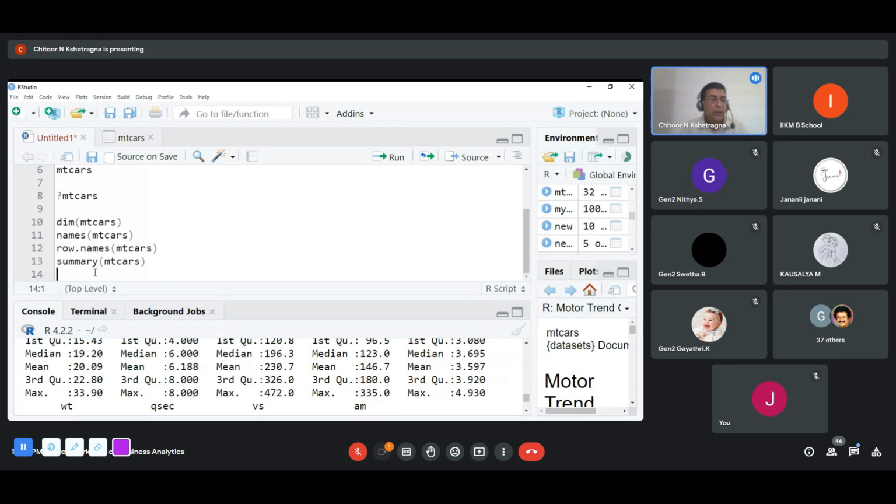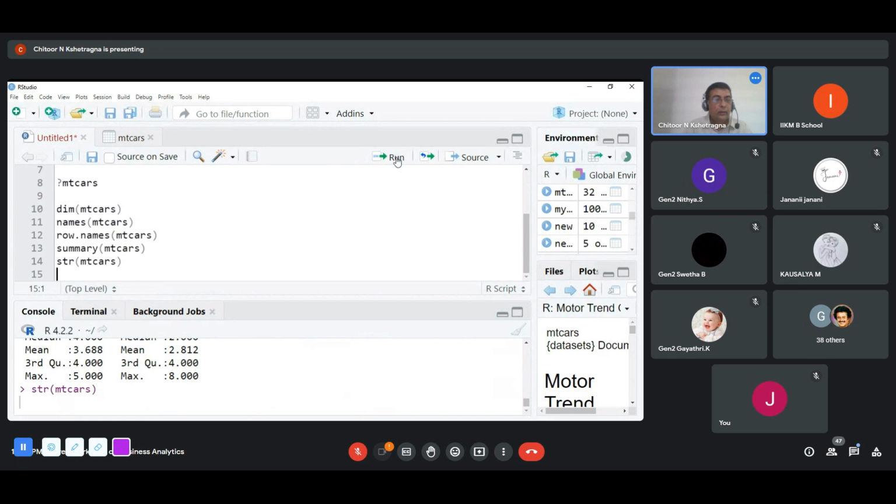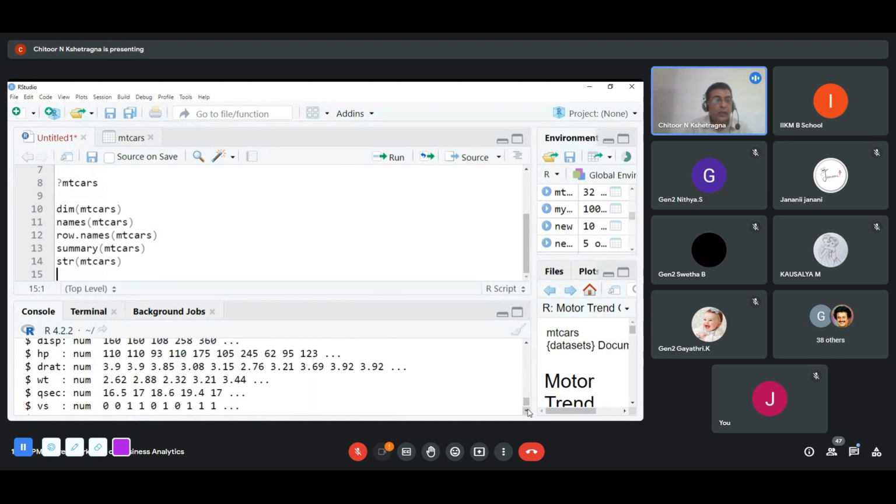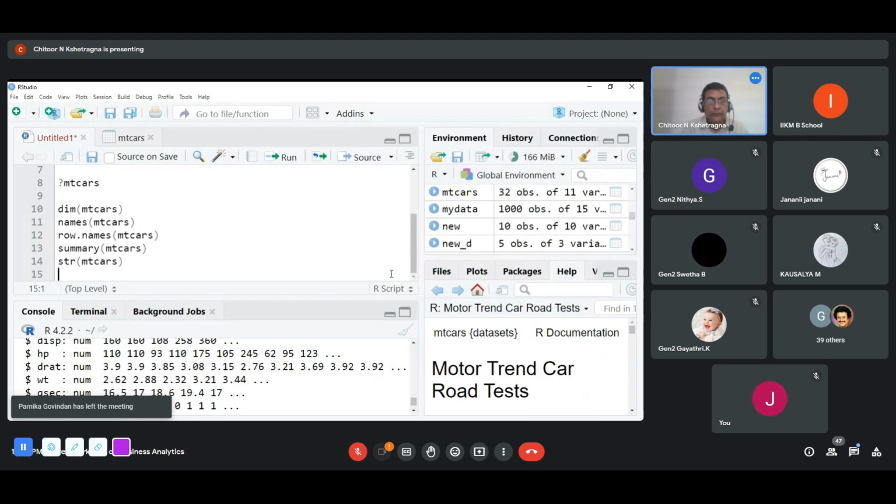Right? So I did a dimension, I did column names, I did row names, I did a summary. And along with that, I could also do the structure. I want to find what is the structure of this data set. Structure of mtcars. It tells me it is a data frame, 32 observations of 11 variables, and all of these are numeric, numeric, numeric. Right? So this is one of the starting basics of how you size up or get a sense of what the data set is about.